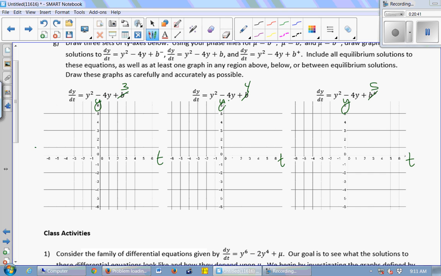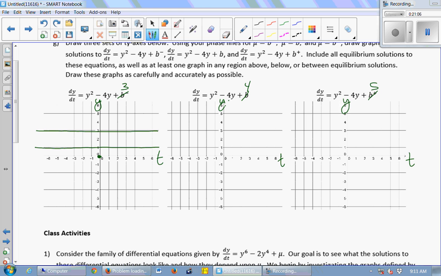So I draw in my equilibrium solutions at 1 and at 3. And then I can sketch solutions for various initial values. You should always pick an initial value on either side and between any equilibrium solutions. So if I were going to draw a solution that has initial value, say, (0, 0).